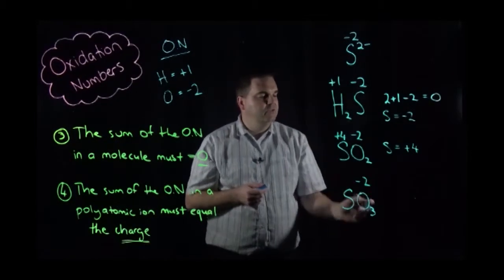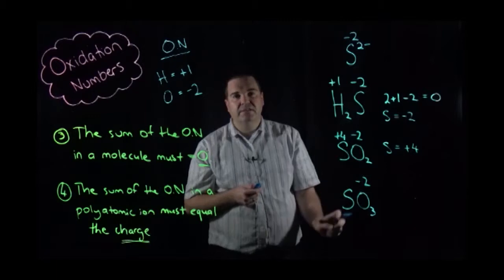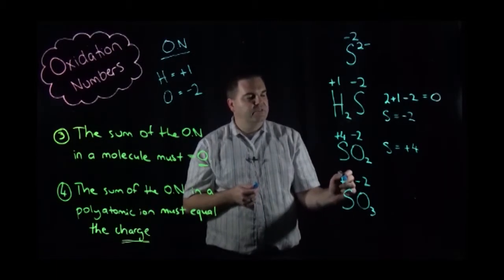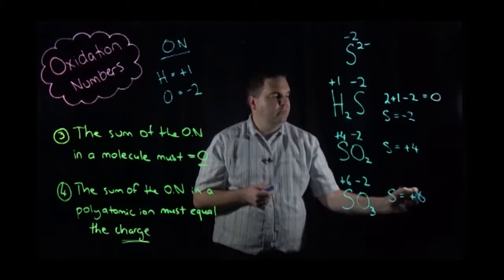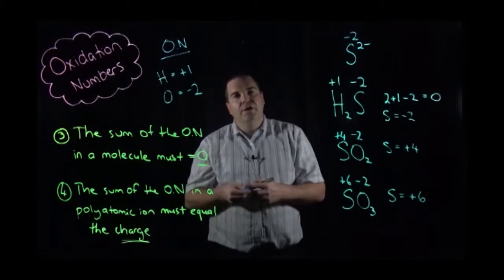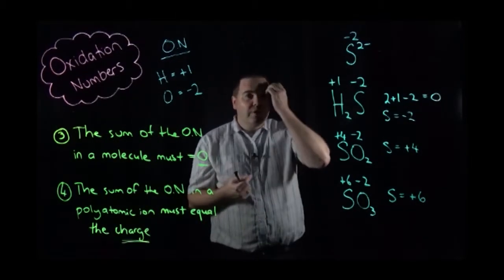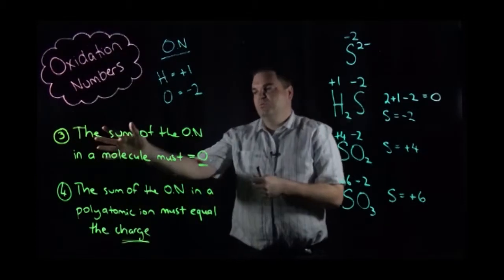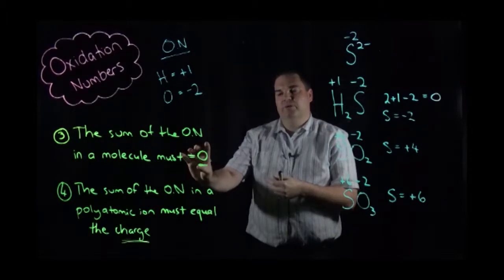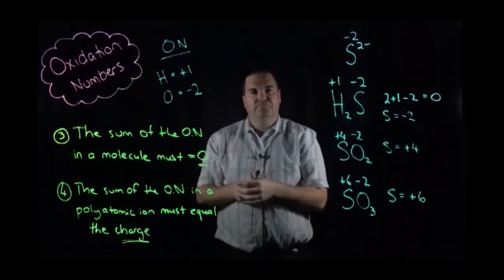Oxygen's -2. 3 lots of -2 gives us -6. To balance that out, the sulfur must be +6. So here we've got a sulfur oxidation state of +6. Okay. So the oxidation number doesn't always equal the charge. You've got to take into account this rule that the sum of the oxidation numbers in a molecule must equal 0. So that's when it has no charge.